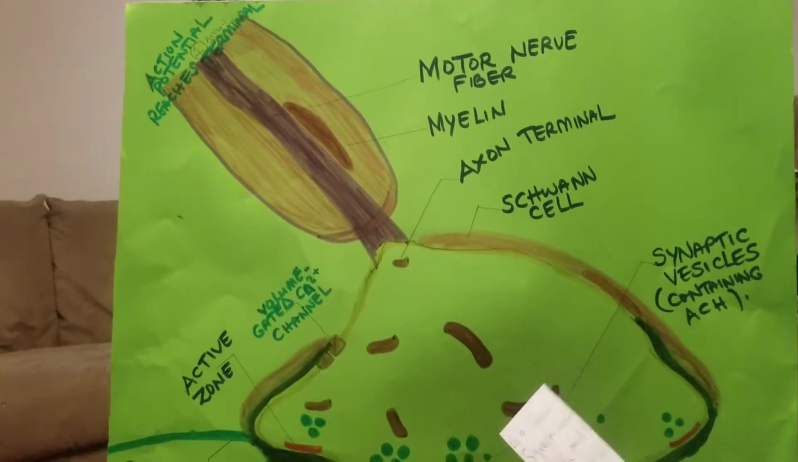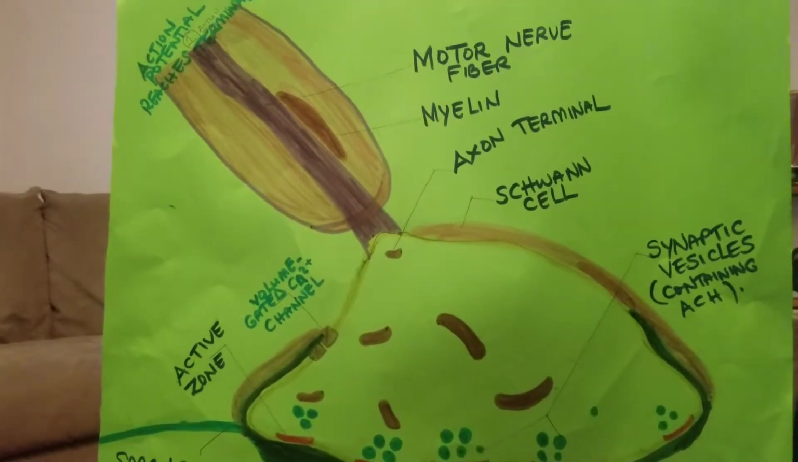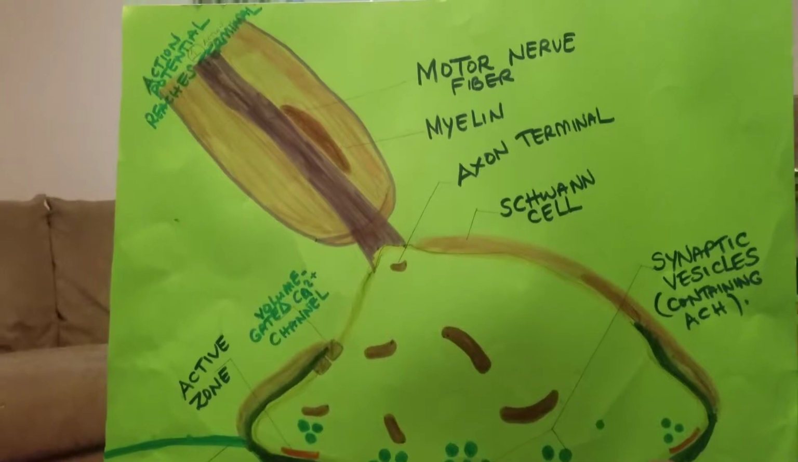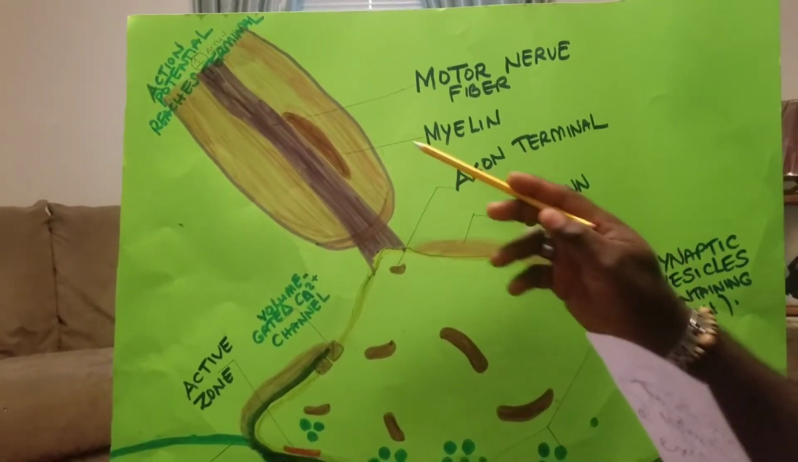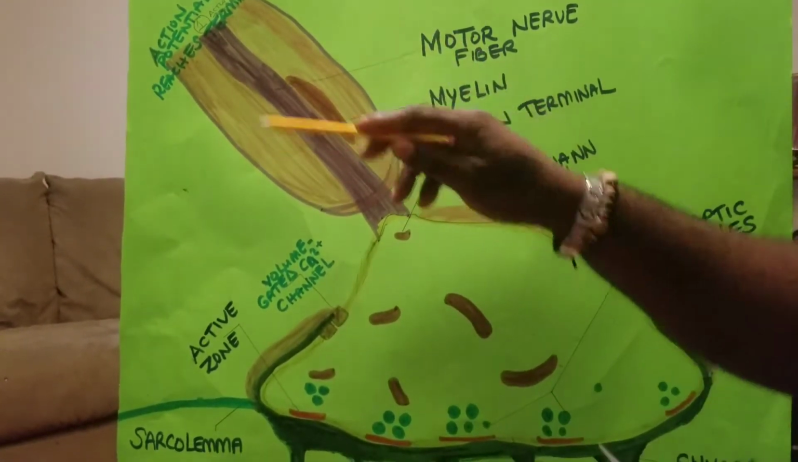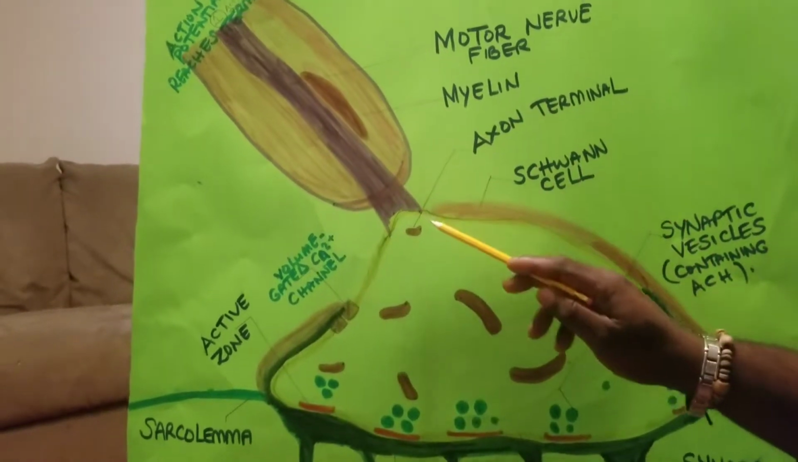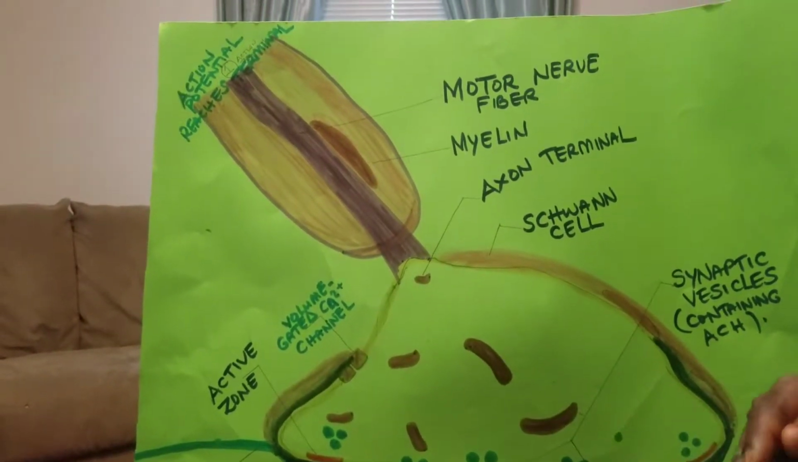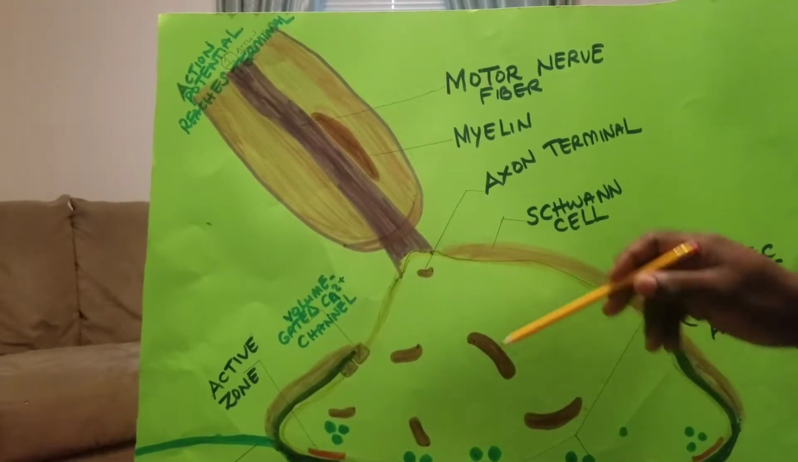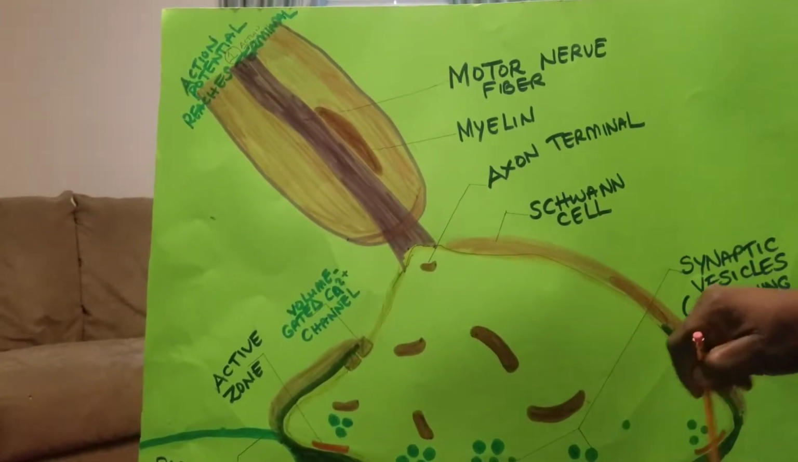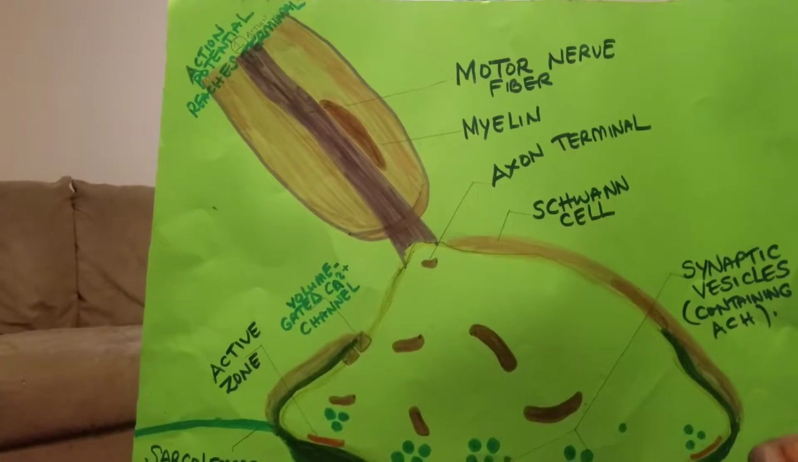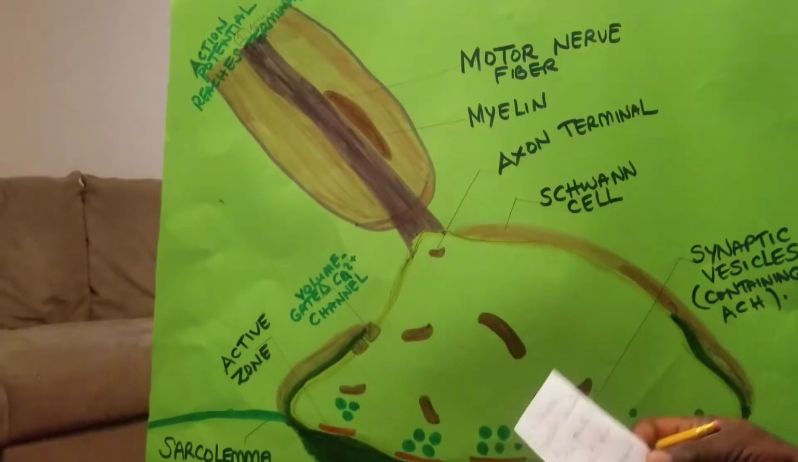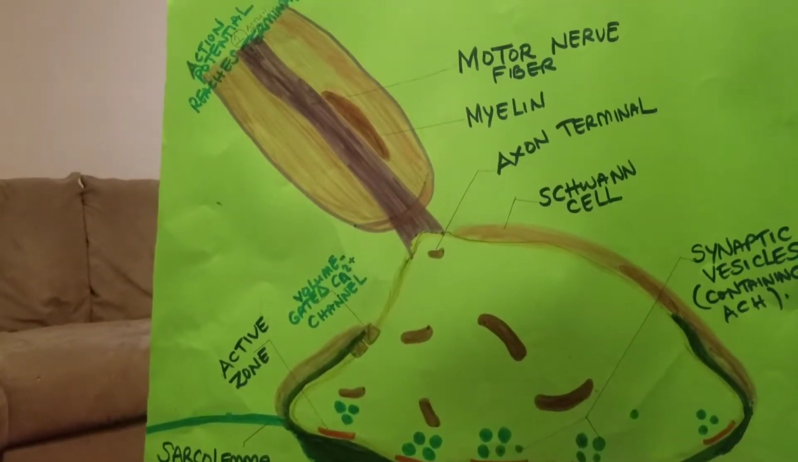This junction is a chemical synapse consisting of the points of contact between axon terminals. This is the point of synapse where you have the axon terminal of a motor neuron to a motor end plate, the end plate of the skeletal muscle fiber.